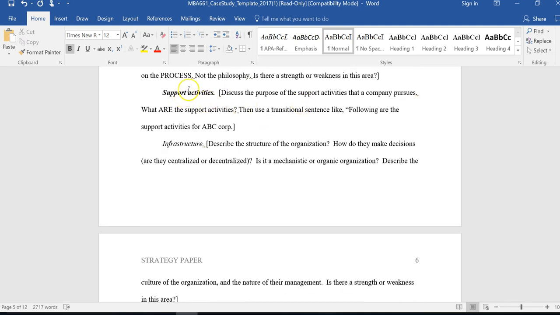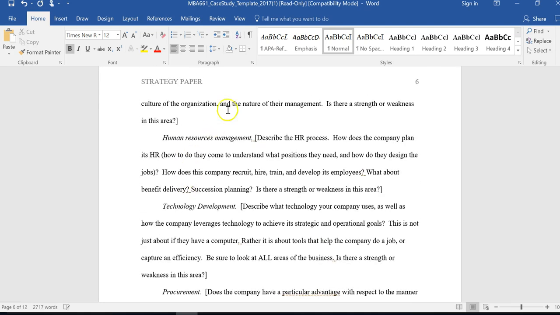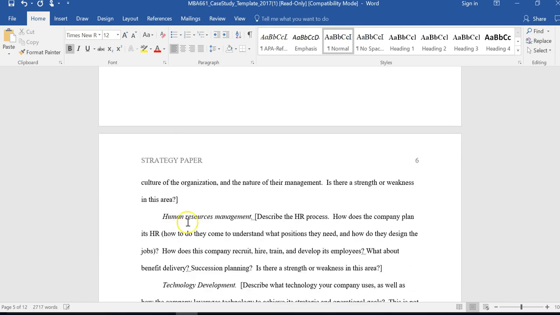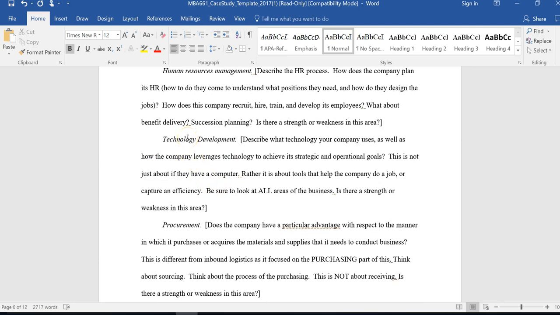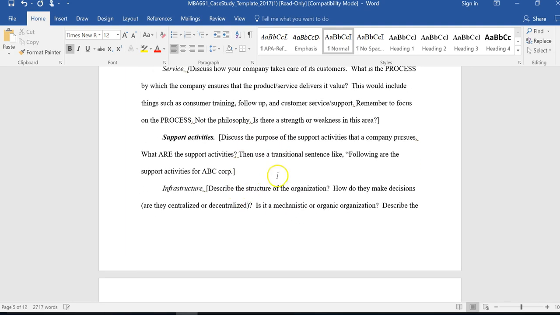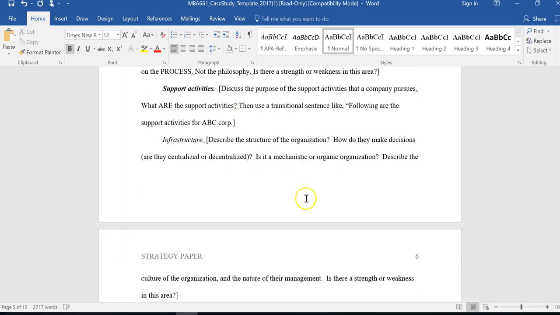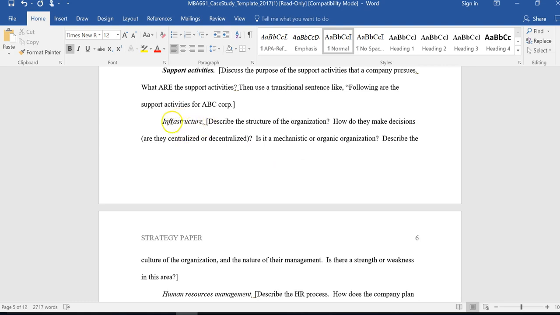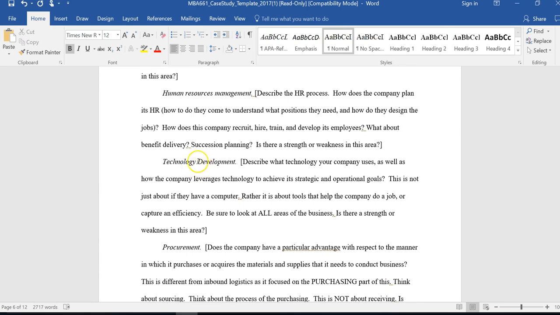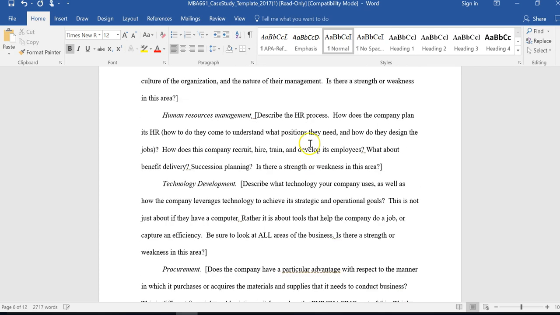Then we get down to the support activities. There are 4 support activities. So you're going to say support activities are those activities that, whatever that is. Support activities include infrastructure, human resources, tech development, and procurement. Following are the support activities for ABC Corp. And then you go into the analysis. What's the state of the infrastructure at your company? How do they do human resources management? How do they manage, leverage, and develop technology, and what's their procurement process?